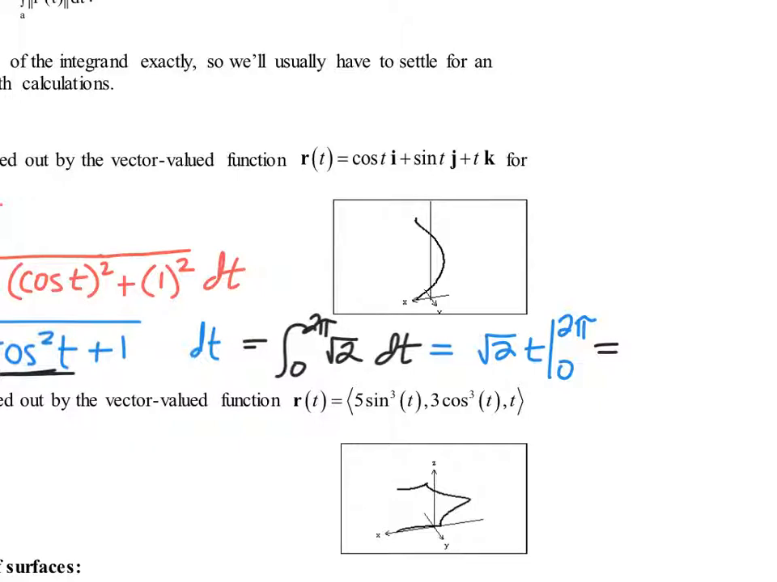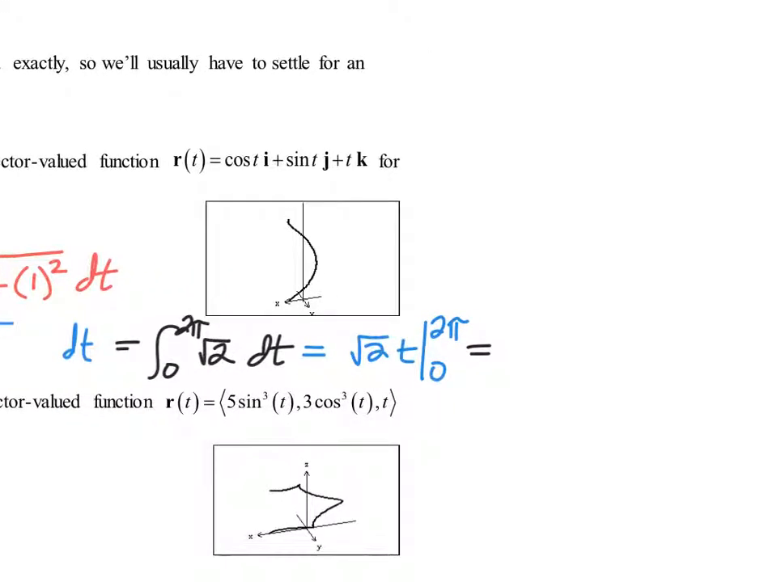But in this case, not bad at all, right? 2 root 2 pi. Or 2 pi root 2. As long as it doesn't look like the pi is under the radical, I don't really care how you write it. Right. And so these are linear units. So based on the context of the problem, you'd indicate what the units are. Meters, feet, miles, whatever. But that's what the length of this curve would be.